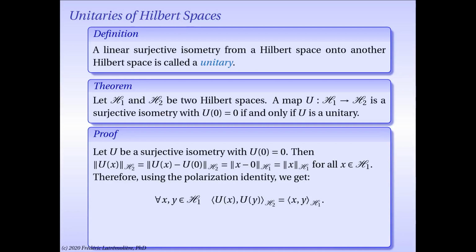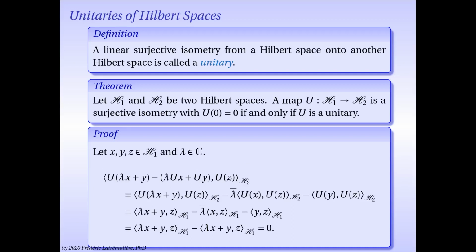For any vector x in the domain of U, the norm of U of x equals the norm of U of x minus U of 0, since U of 0 is 0. But that is the distance between U of x and U of 0, and since U is an isometry, that equals the distance between x and 0, which is the norm of x minus 0, or simply the norm of x. So the map U must preserve the norm. As a consequence, using the polarization identity in our Hilbert space, we get that U must actually preserve the inner product, that is, for any x and y in the domain of U, the inner product of U of x with U of y equals the inner product of x and y.